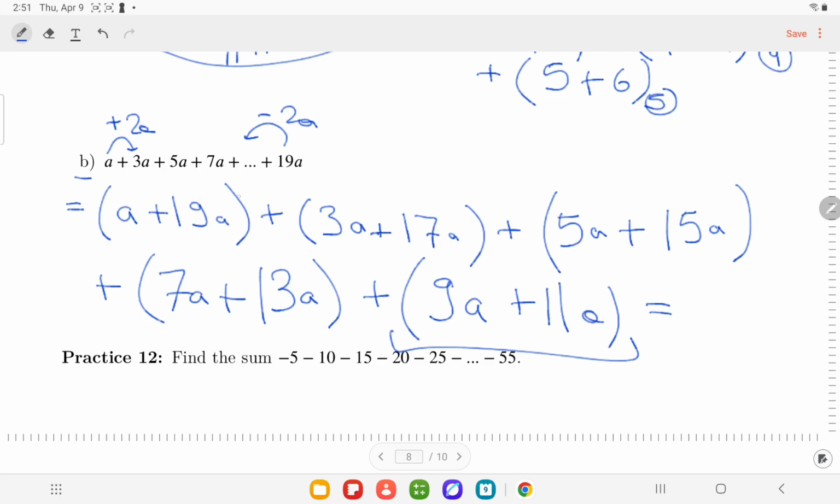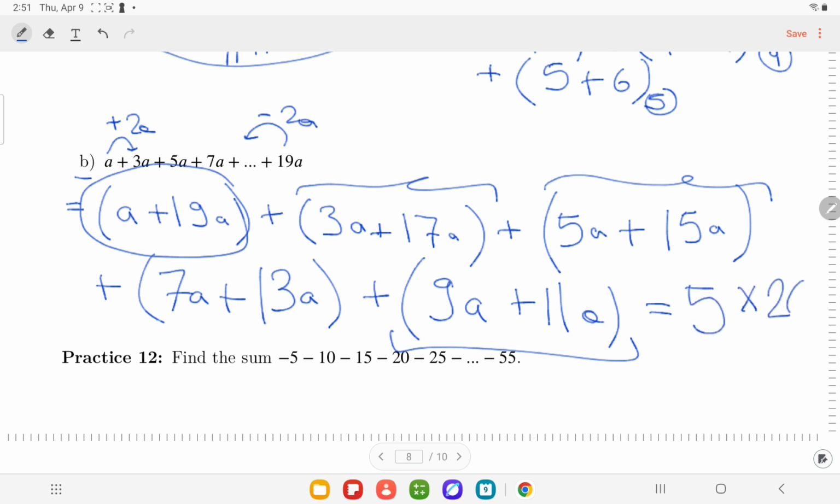So if we add all of these brackets up, each bracket is 20a. A plus 19a is 20. 3 plus 17, also 20. So these are all equal to 20. So since we have 5 pairs of 20a, our final answer will be 100a.